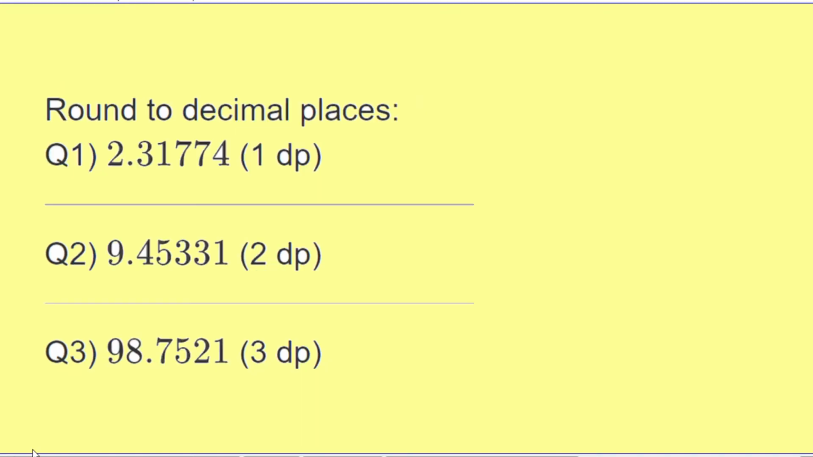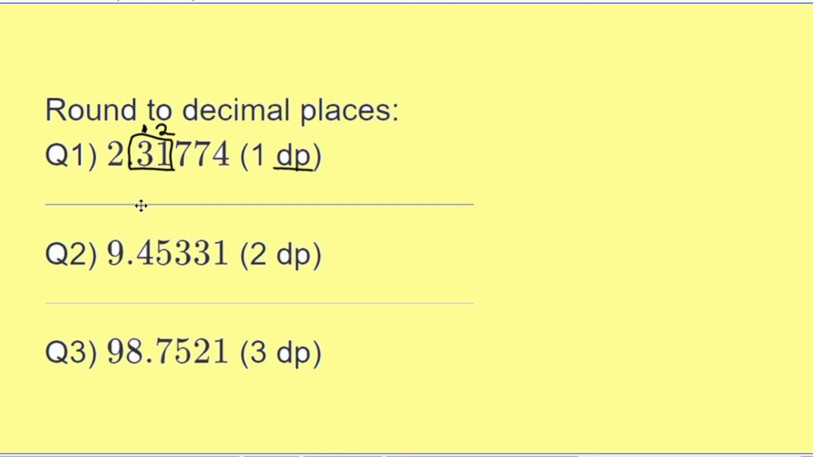Okay, rounding to decimal places. So decimal places can be abbreviated to DP. So if we've got 2.31774, one decimal place, that means we want this one, that's 1, and that's 2. So we're just looking, just like before, at the one we want, which is the one decimal place, and the one after it. So you can draw a little box around that.